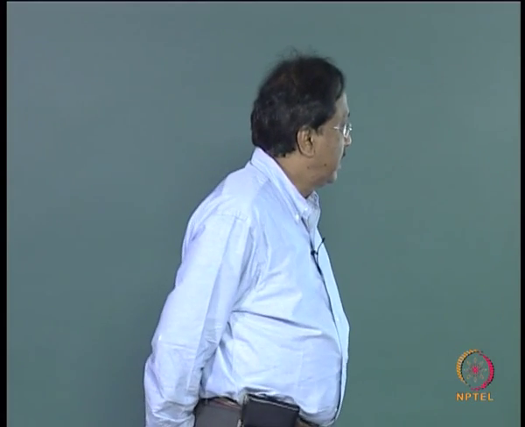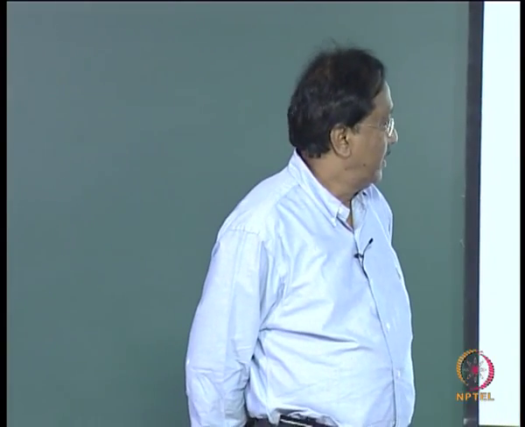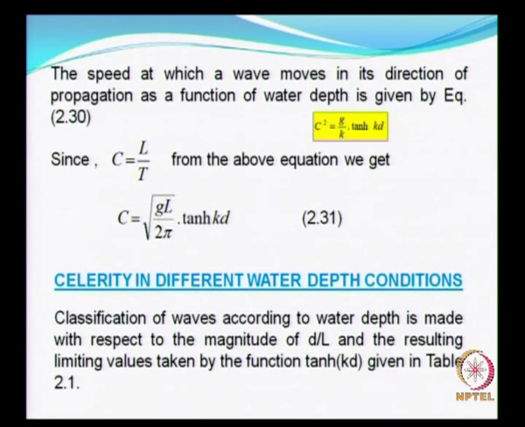So we will today continue with what we had left in the last class. Last class we had established a relationship called the dispersion relationship, wherein c is the speed of the wave, g is the gravitational constant, k is the wave number and d is the water depth.